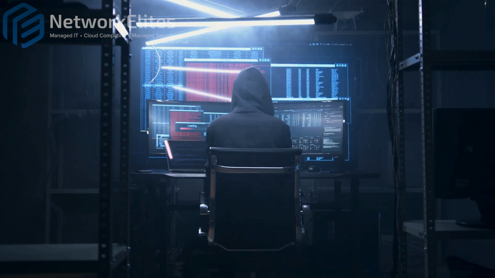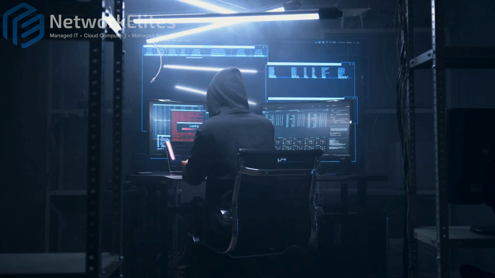Vulnerability assessment is a systematic process of identifying, evaluating, and addressing security weaknesses in an organization's IT environment. Think of it as a proactive measure to ensure that you're secure from potential threats. In today's digital age, where cyber attacks are more sophisticated and frequent, vulnerability assessments are essential in safeguarding sensitive information and maintaining business continuity.